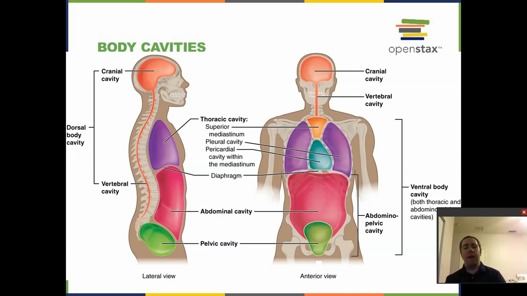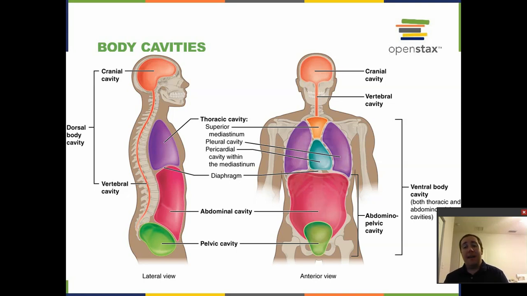Then we move to the ventral body cavity. That is everything down in here, right? You've seen pictures, you've dissected other animals, whatever. You know that there's just a bunch of empty space here and organs in it. That is the ventral body cavity. And then within the ventral body cavity, we have the upper part and we have the lower part. The upper part is the thoracic cavity. That is the diaphragm up. Below the diaphragm is the abdominal pelvic cavity.